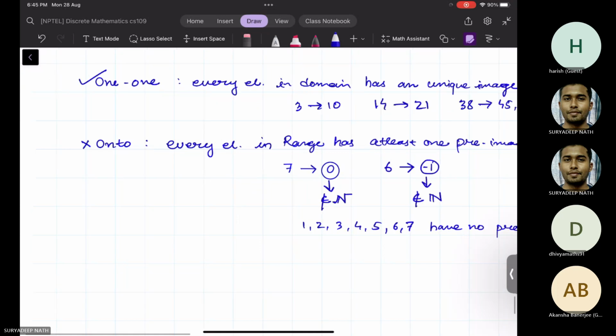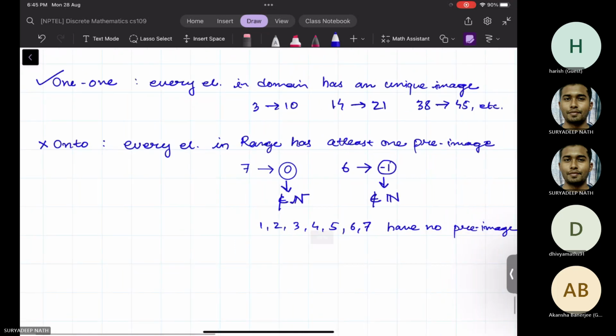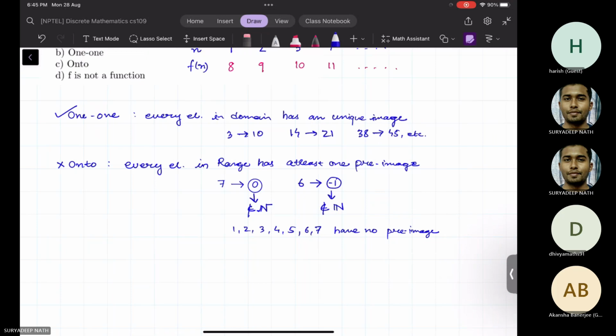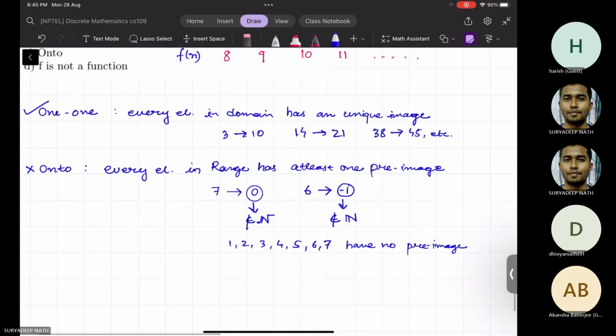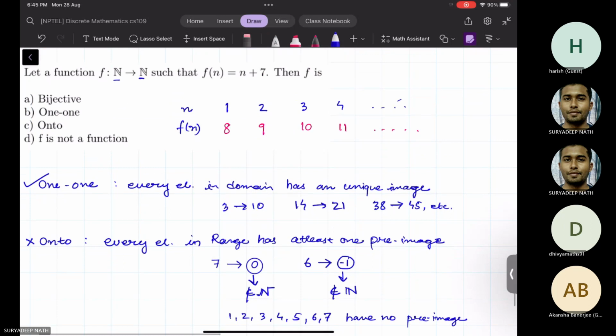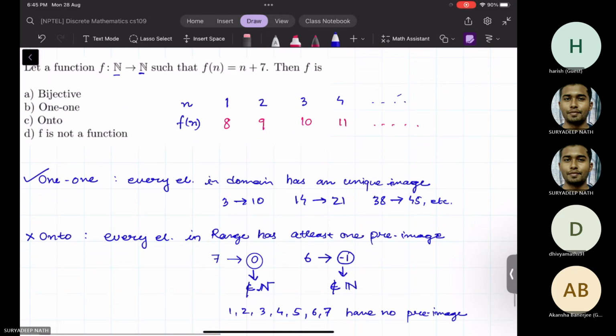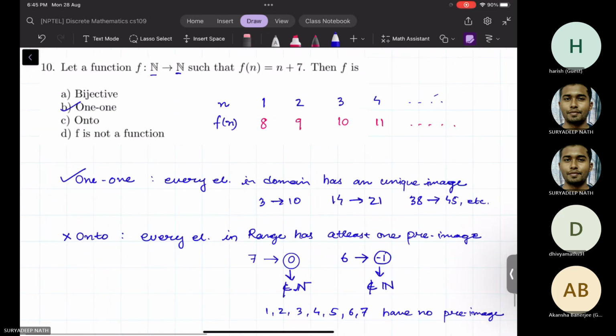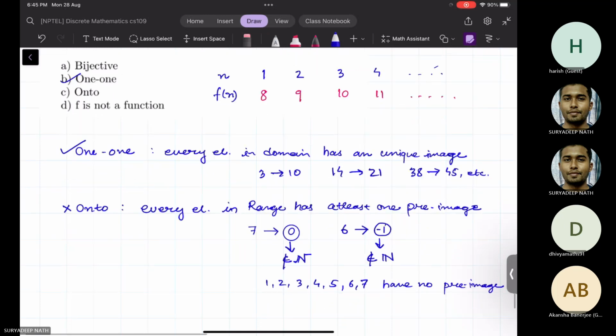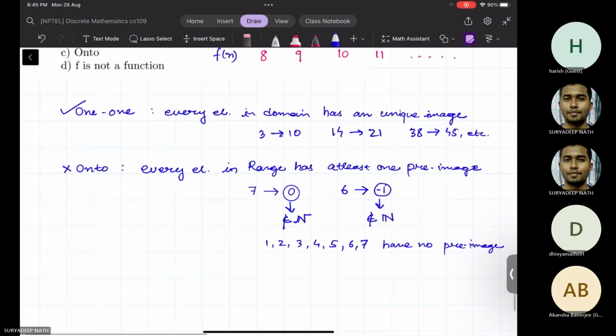But for an onto function, every element in the range must have at least one pre-image in the domain. Therefore, it is not onto and it is only a 1-1 function. Since it is not onto, it cannot be a bijective function as well. So that is why it is only a 1-1 function. So that brings us to the end of our discussion.